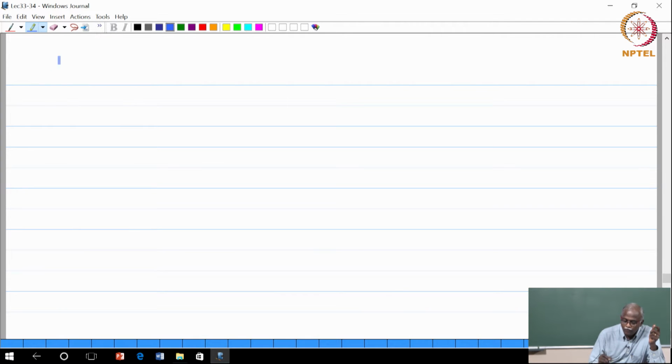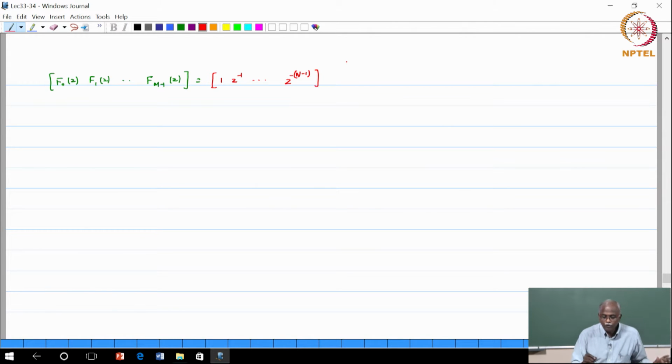Okay, so first we start off with just representing the synthesis filters. I will just write down the results because we already have obtained these results before. F1 of z, Fm minus 1 of z. We will split this into n polyphase components. So, it will be a row vector 1, z inverse, all the way to z power n minus 1, followed by a matrix which is an n cross m matrix. I will not write down everything.